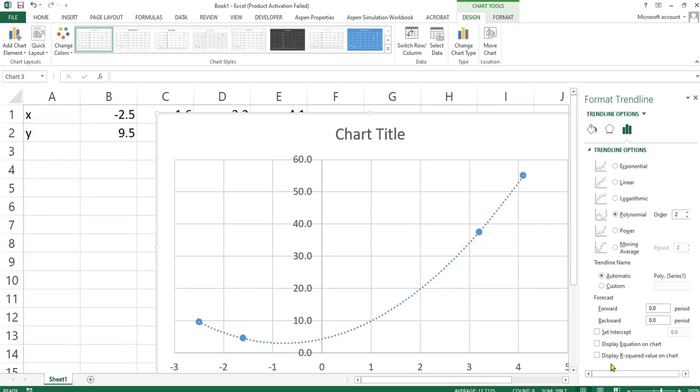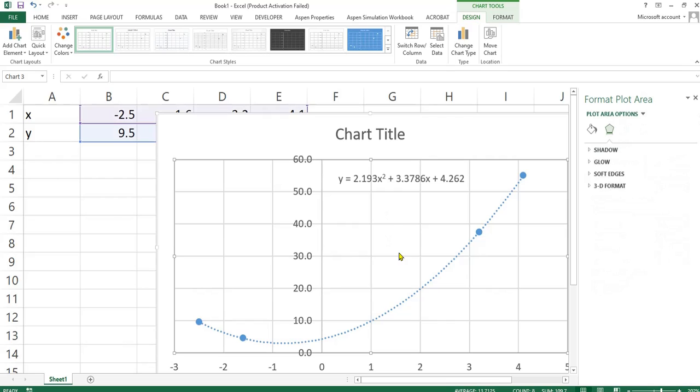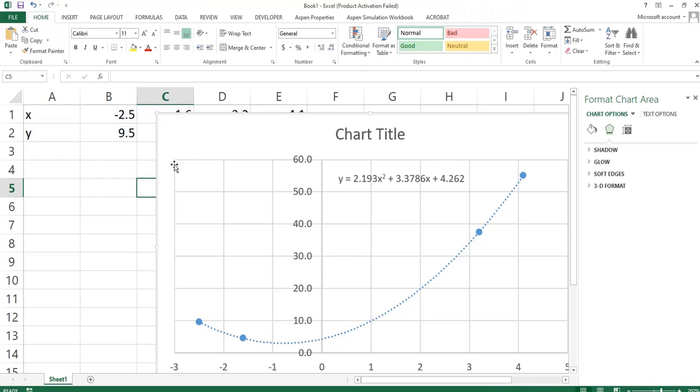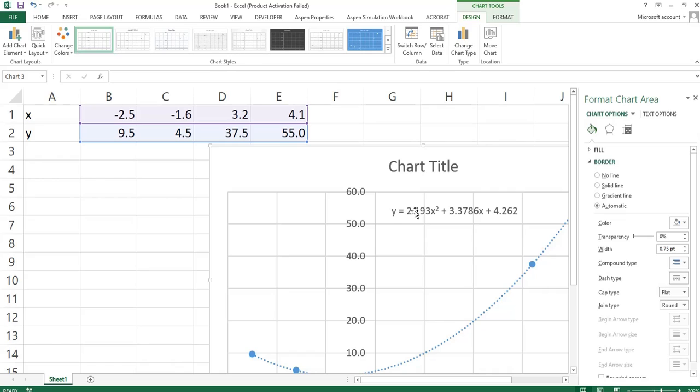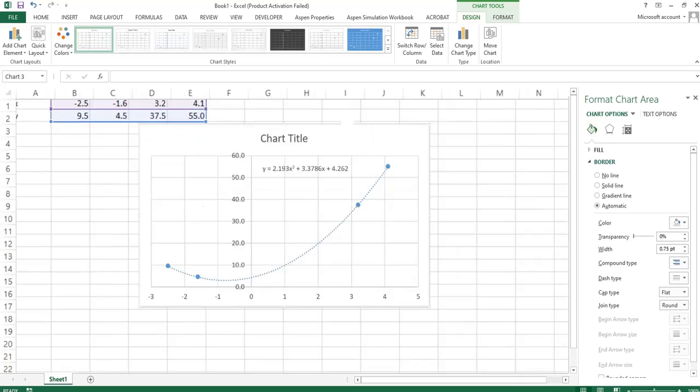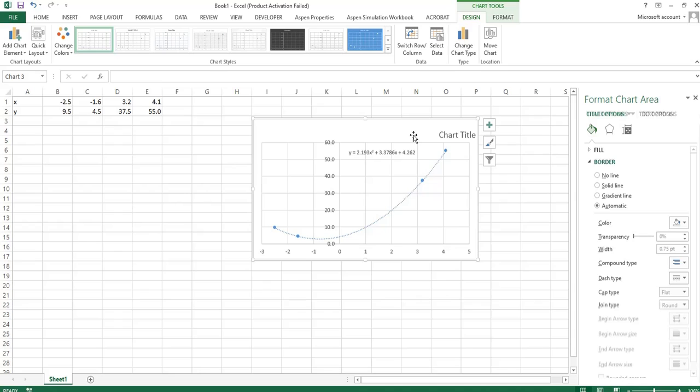Now, for us to get this, we'll click display equation on chart. So we'll just click display equation on chart. We'll move this to this point. So this is a solution to that first question, question 3. This is a solution, meaning, let me come down again and bring this to this area.